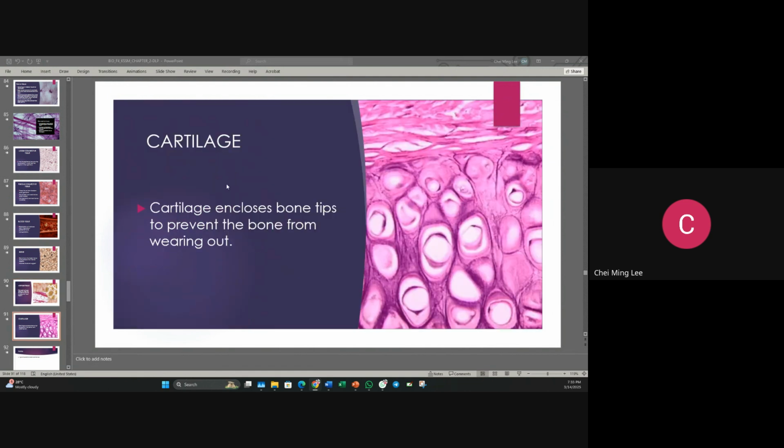Then cartilage. Cartilage is actually, when you eat the drumstick as well, at the end of the bone, there's one white color covering the tip, right? That is the cartilage. It's actually to cover the bone tip to prevent the bone from wearing out. Because normally the bones are connected like this. So the movement will create friction. So this is to make sure that the bone doesn't get injured. So they need the cover for that. Okay? All right.